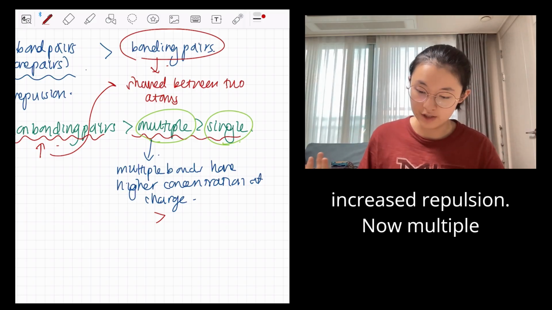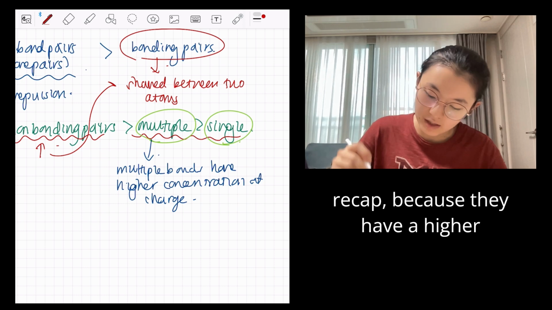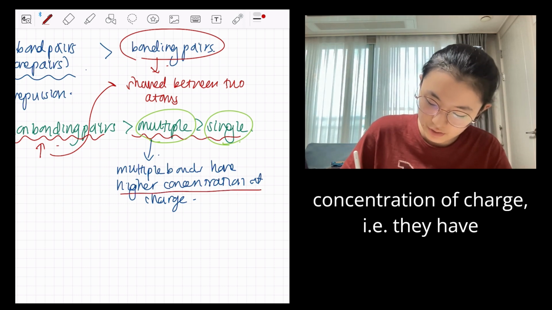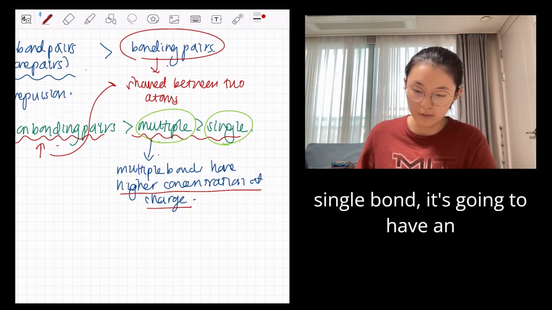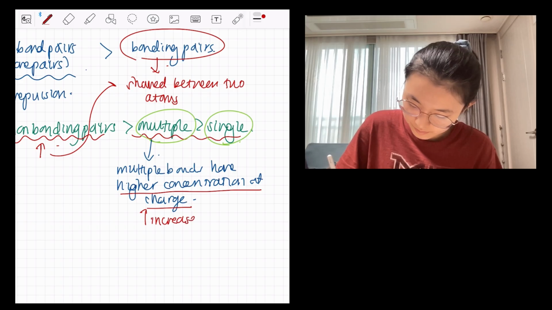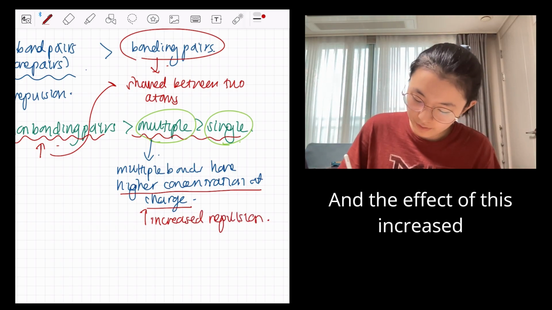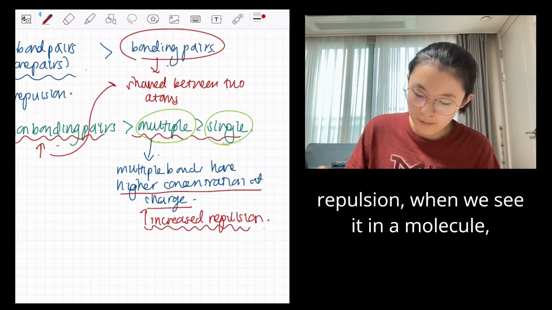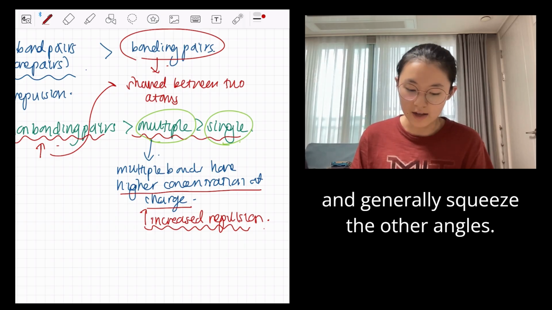as it has increased repulsion. Now, multiple bonds, just to recap, because they have a higher concentration of charge, i.e. they have many more pairs of electrons than a single bond, it's going to have an increased repulsion. And the effect of this increased repulsion, when we see it in a molecule, is that it's going to take up more space and generally squeeze the other angles.